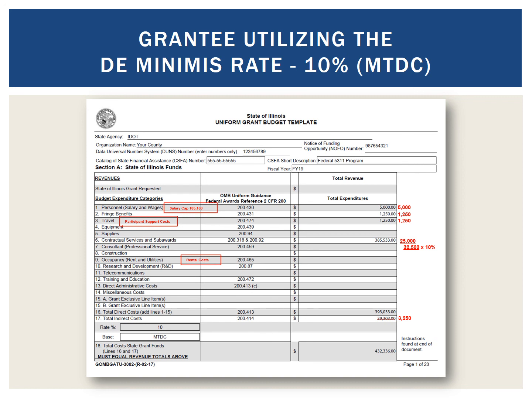So taking the $5,000, the $1,250, and that $25,000, you're introduced with your base amount being $32,500. That is the amount that you would then calculate by 10%, producing $3,250 as the total indirect costs.